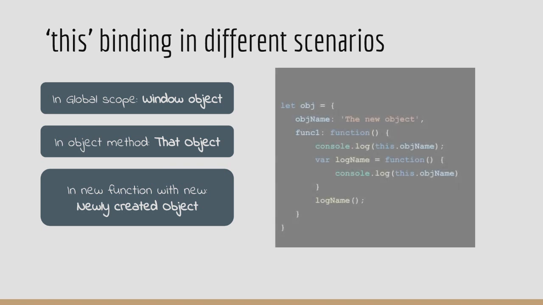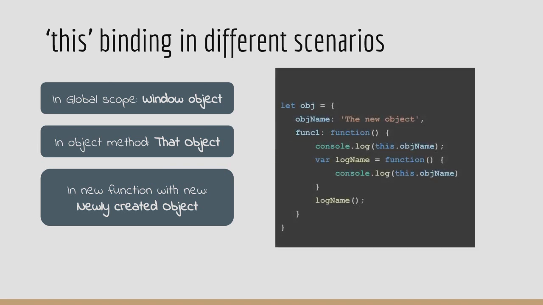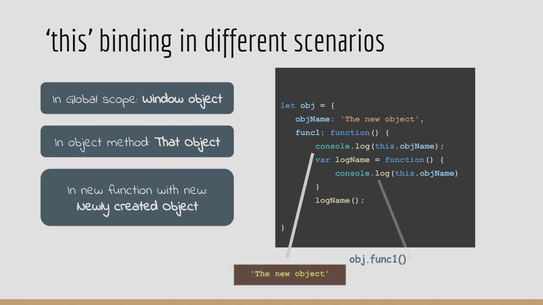Here, we are inside an object method and we define another function inside that method. When we try to log the value inside that function, we get an undefined, because guess what? The this inside that inner function points to the window object. Weird, right? We'll work around that in a while.